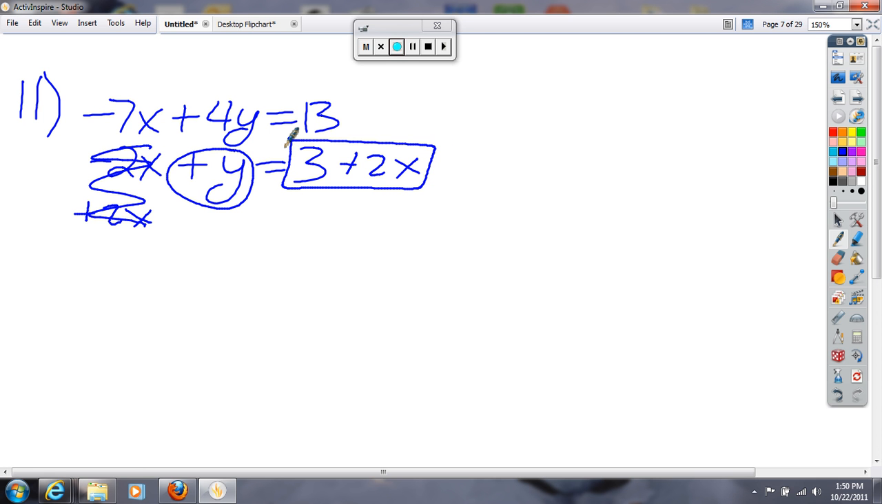And now it looks just like the last problem. I am going to take what's in the box and put it in place of the y, right there. So I have a negative 7x plus 4. I'm copying everything down. When I get to the y, I change it to a parenthesis, and I copy the rest of the problem down. Equals 13. I'm replacing y with what it's equal to, which is what's in the box, 3 plus 2x. And now I'm going to distribute. I'm going to get rid of the parentheses.